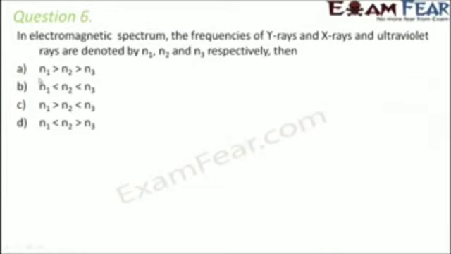Question number 6. In the electromagnetic spectrum, the frequencies of gamma rays, X-rays and ultraviolet rays are denoted by N1, N2 and N3 respectively. Then, basically we need to find out the relationship between the frequencies of these three radiations. Again, these are all part of the electromagnetic radiation.